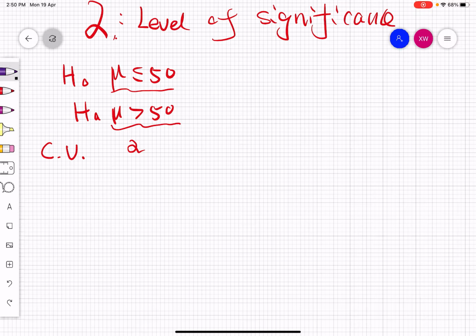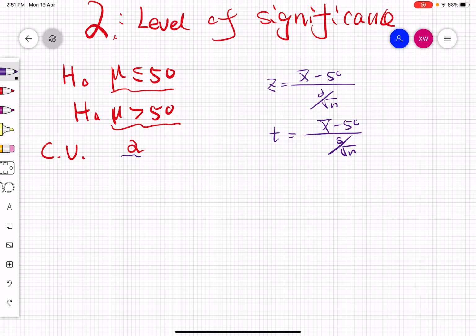If you know sigma, z is calculated as x bar minus 50 divided by sigma over square root of n. If sigma is not known, it's x bar minus 50 over s over square root of n, right? A large x bar will lead to a large z value or t value. So given alpha, the rejection rule will be: if sigma is known, z larger than z alpha. If sigma is unknown, t larger than t alpha.